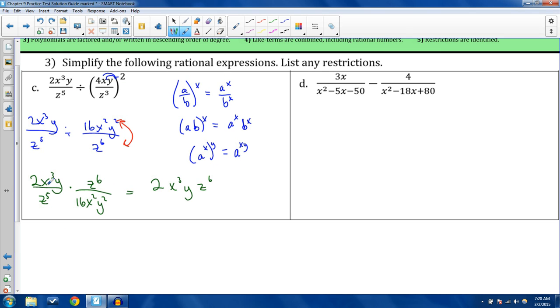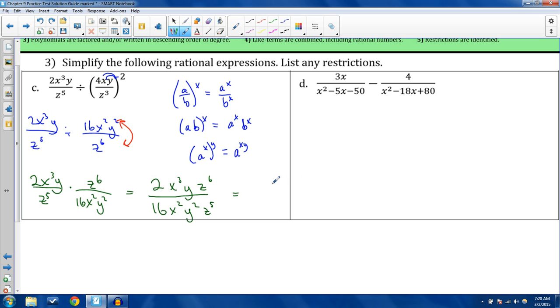Now this can all be as one fraction. Now, not just two fractions, because it's multiplied. All is one fraction. I'm going to write the 16 first, and then x squared, y squared, z to the 5th. A lot of different ways you can do this. Some people go straight to subtraction and whatever else. So I'll go ahead and do it that way.